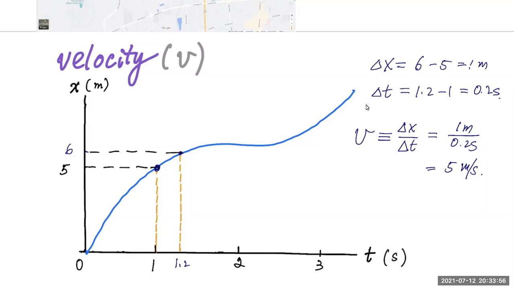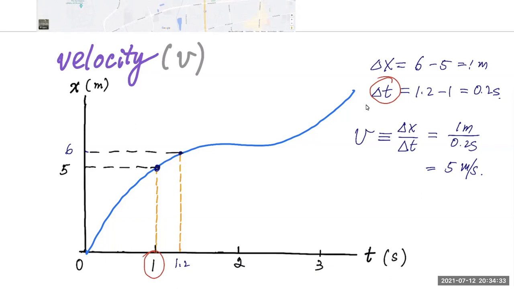So what if you want to know precisely how fast you're moving at the 1 second moment? At t equal to 1 second, you were right here. How fast are you moving at this moment? Well, you're going to have to shorten delta t, because with a shorter delta t, there is less chance for your car to accelerate or decelerate. So the average velocity will get closer to the instantaneous velocity. Instead of 0.2 seconds, you can use say 0.02 seconds. If that is not short enough, you can use 0.002 seconds and so on.